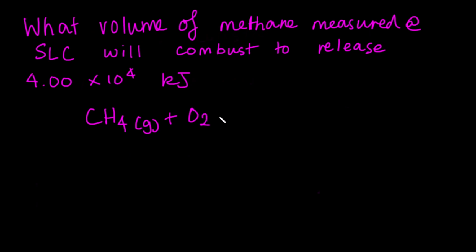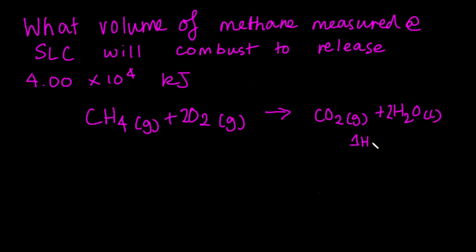This is a standard complete combustion reaction. I'm going to write the unbalanced version first, plus H2O. Now balancing across, it will be like that. And the delta H value will be, according to the data book, negative 890 kilojoules per mole. Pretty self-explanatory. This is the first step.